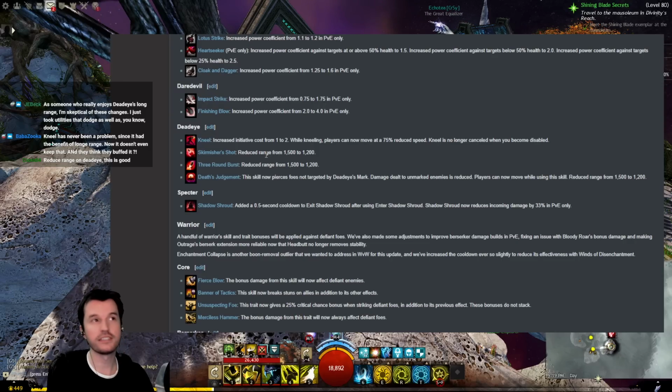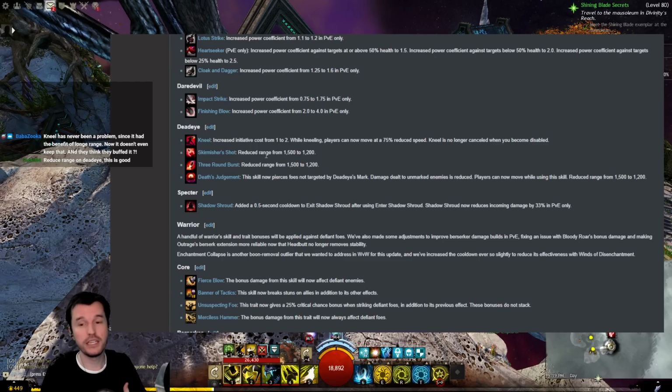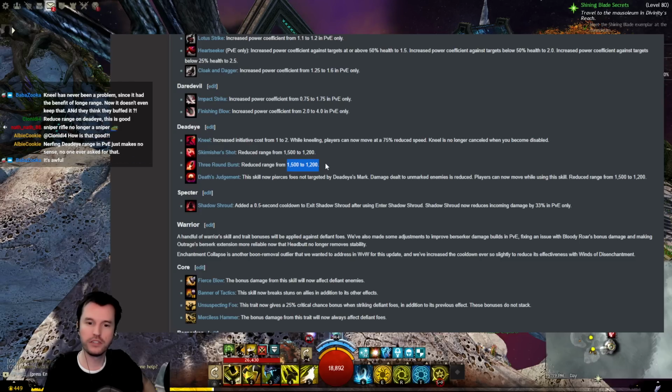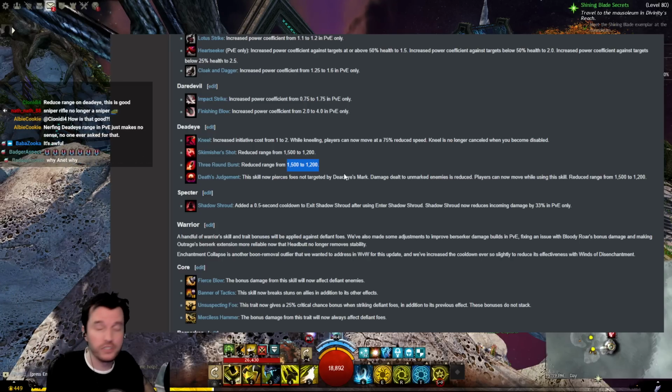Even as someone who doesn't play Thief at all, and in PvP, my interaction with Thief is basically I kill them or they kill me, I don't like this change. They're reducing the range of the Deadeye shots from 1500 to 1200, which makes the rifle of a Deadeye less range than a Ranger longbow, which doesn't make any sense to me, honestly. So, I mean, that's my opinion. You could share your thoughts down below.